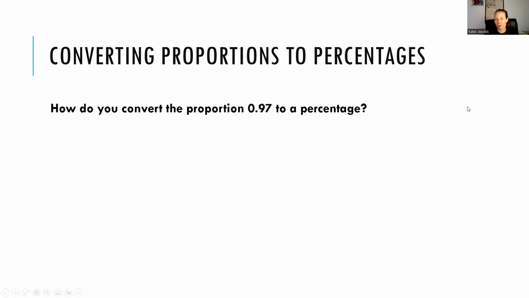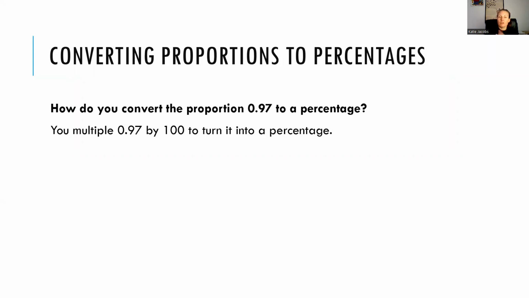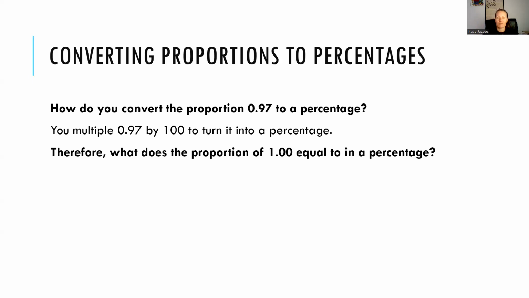How do we convert the proportion 0.97 to a percentage? What do we do again? All we have to do is multiply our proportion by 100 and add a percentage sign to turn it into a percentage. Therefore, what does a proportion of 1.00 equal in percentage form? It equals 100%.